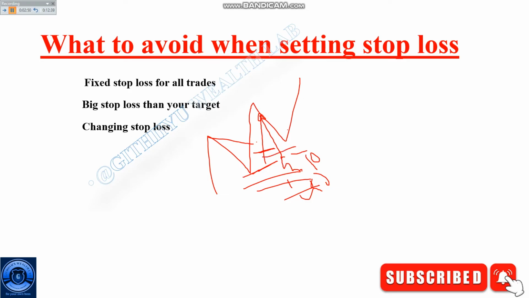So be attentive, be exact, follow rules, set up your rules, and then never change your stop loss. If the market aims at hitting your stop loss, know that your setup was invalidated and you need to look for another structure for you to trade. So these are the things you should avoid when setting your stop loss.